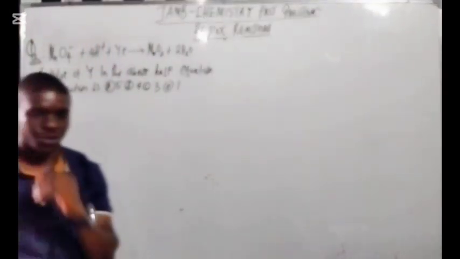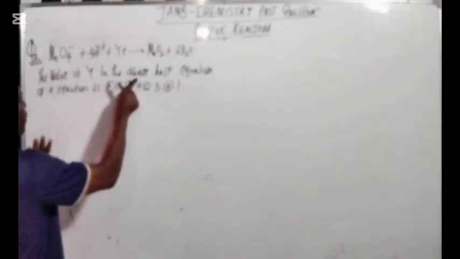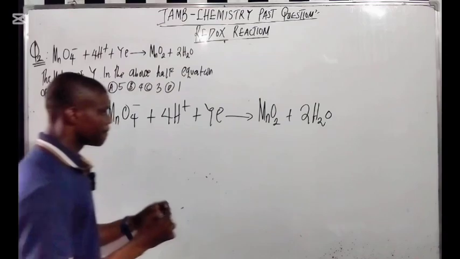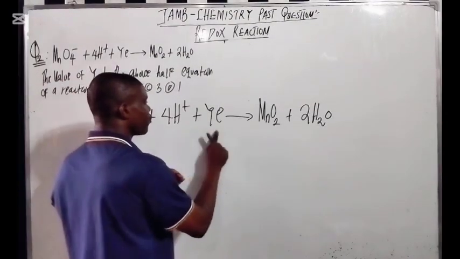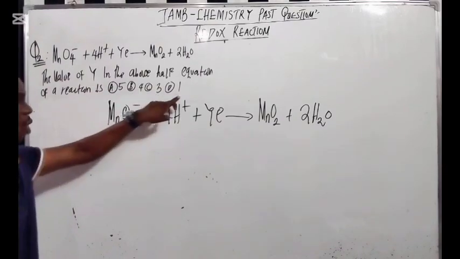Look at this equation here. It's a redox equation, right? Now, the value of y in the above half equation is what? They want us to get the value of y. Is my value of y 5, 4, 3, or 1?